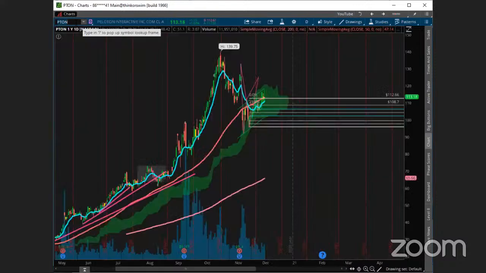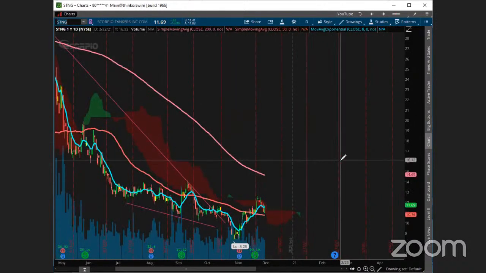Piton gave a nice push intraday today, but kind of came back in the inside day range and at the 50-day moving average. So that kind of is slowing down on that one a little bit. And then STNG, down a little bit here, to see how it holds the 50-day on that one.